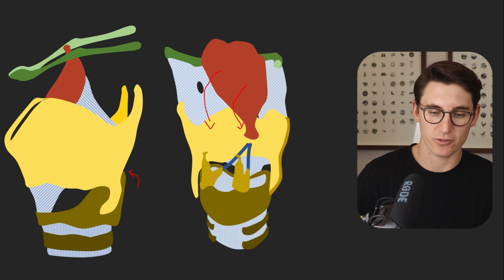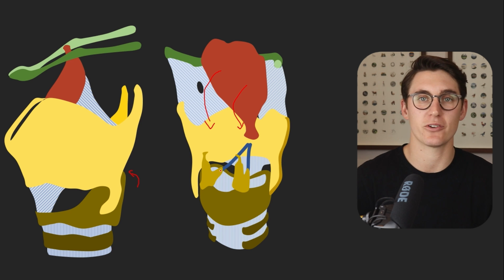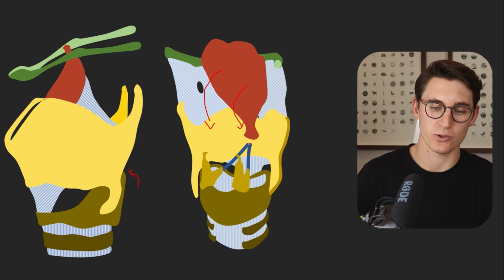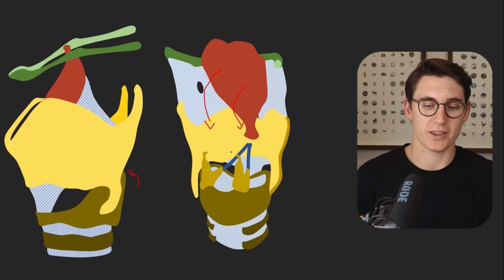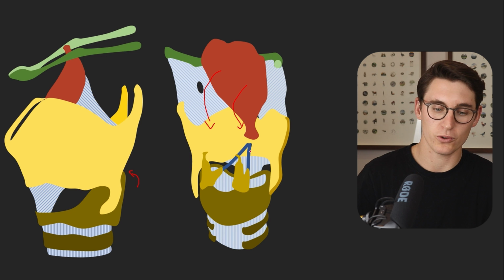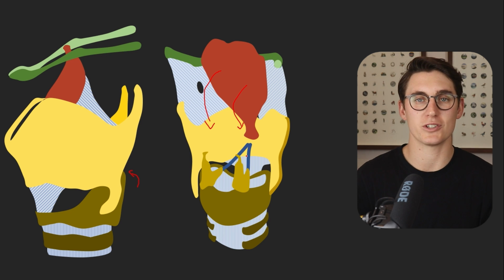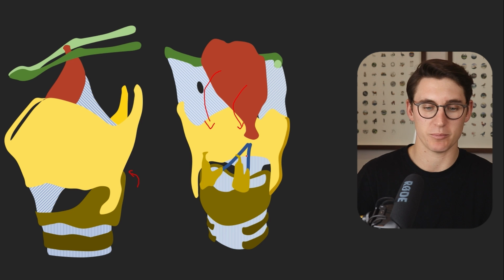We can see coming from the arytenoids, there's a vocal process of the arytenoids, and then this vocal ligament that heads from the arytenoid cartilage all the way to the anterior surface here of our thyroid cartilage. And these ligaments are the structures that run within our true vocal cords. We're going to look a lot more closely at these vocal cords, especially on the imaging.